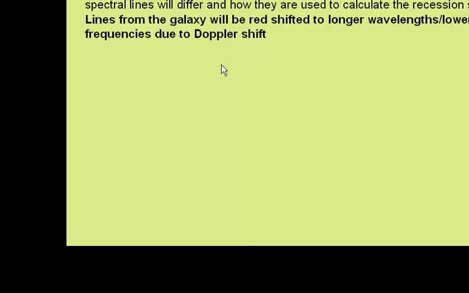Well, why they differ is they will be redshifted, or they'll have gone to longer wavelengths or lower frequencies, and this is due to Doppler shift. Use technical terms whenever you can. How the calculation is made, well, that's using this equation, which is on the data sheet, that the change in frequency over the actual frequency is equal to the change in wavelength over the actual wavelength, which is equal to the recession speed over the speed of light. And this applies as long as the recession speed is much less than the speed of light.